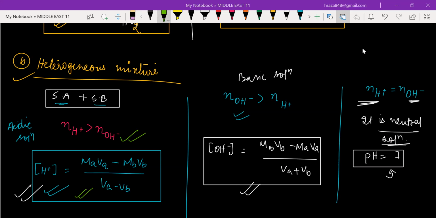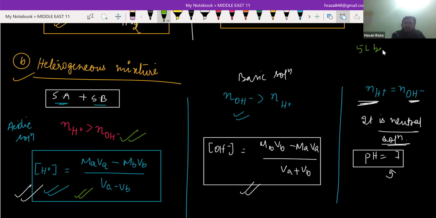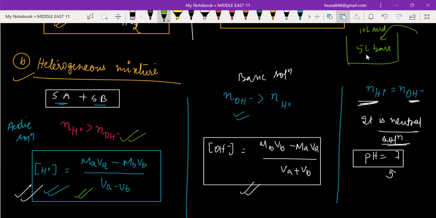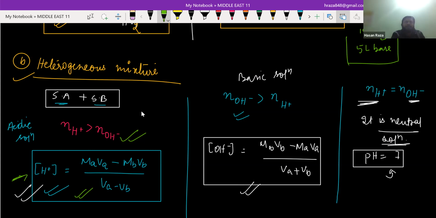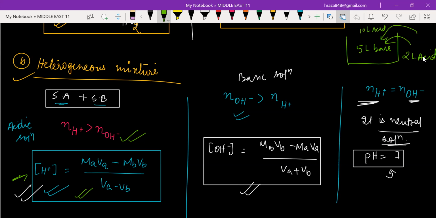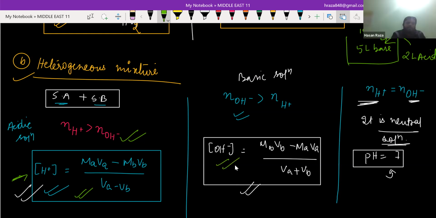Just think that you have 5 liters of base in a container. The container is large. Now, you are going to add 10 liters of acid. What will be the effect? The solution will be acidic or basic? Acidic. So we will apply the formula. We will calculate H plus. In the same way, vice versa. If we have 5 liters of base and you are going to add only 2 liters of acid, the solution will be basic. So if it is basic, then we will calculate OH minus. Okay, sir. Got it.